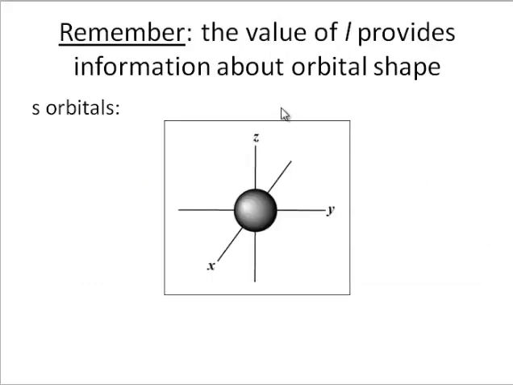And remember, the value of L is supposed to provide information about orbital shape. S orbitals, for example, have a spherical shape. The electron moves inside a sphere. Well, you should imagine the nucleus is at the origin of this sphere. So any s orbital for any shell, 1s, 2s, 3s, will look like a sphere.